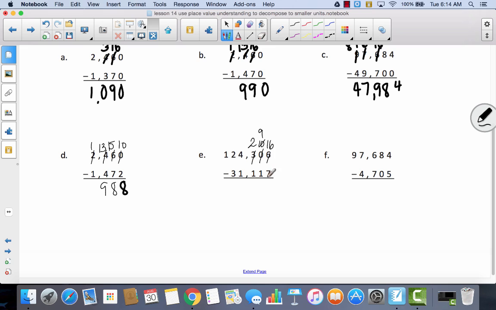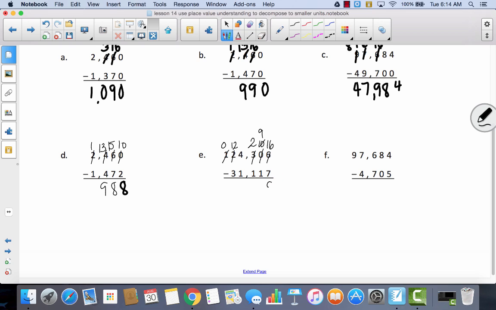Now I can subtract in the ones, I can subtract in the tens, I can subtract in the hundreds, I can subtract in the thousands, but when I get here to the 10,000s, I cannot subtract. I have to unbundle that 100,000 and turn it into a 10,000. Now I'm ready to subtract.